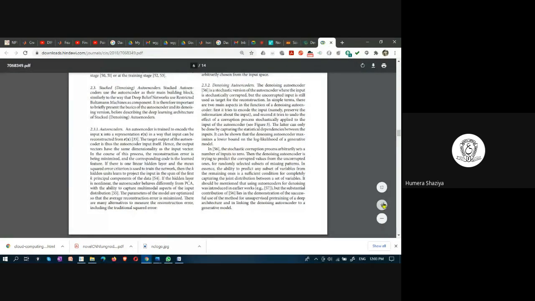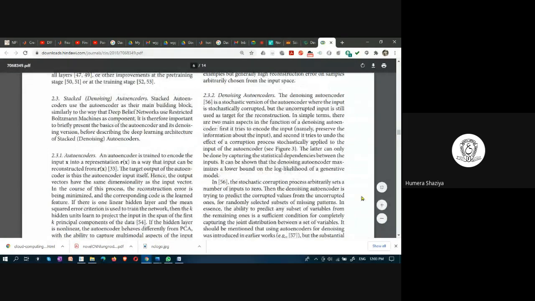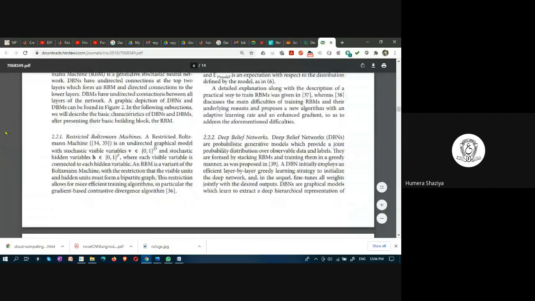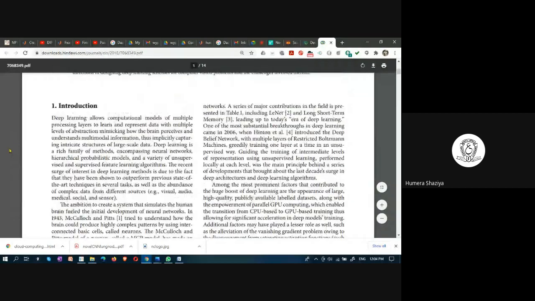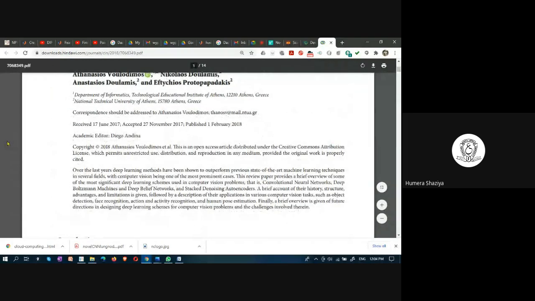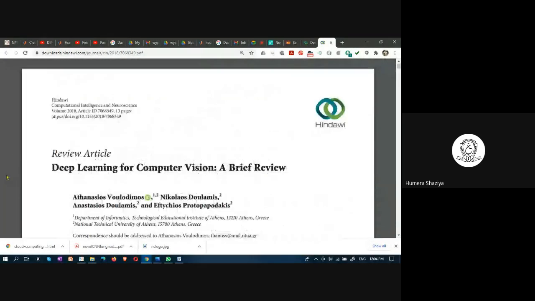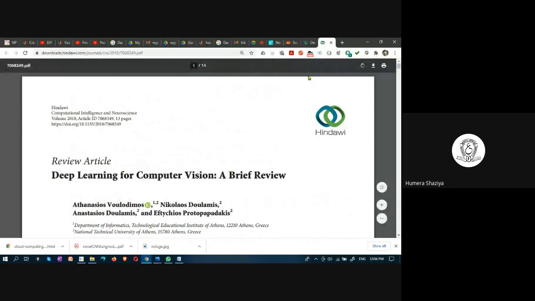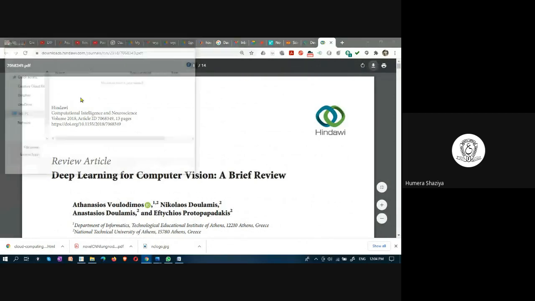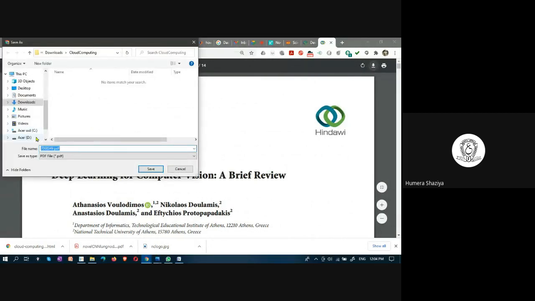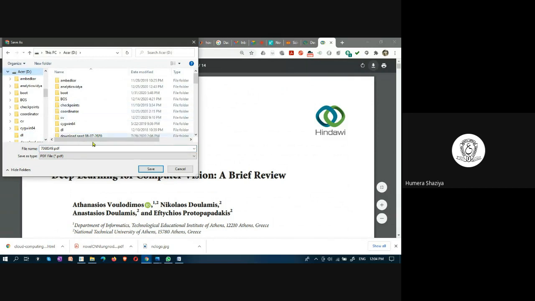Today we will look at applications of deep learning in vision. Can you tell me what are the models in deep learning? Can anyone tell me what are the models in deep learning?